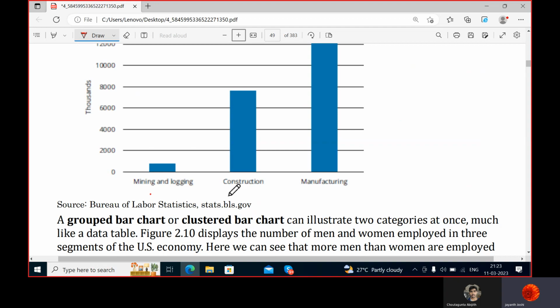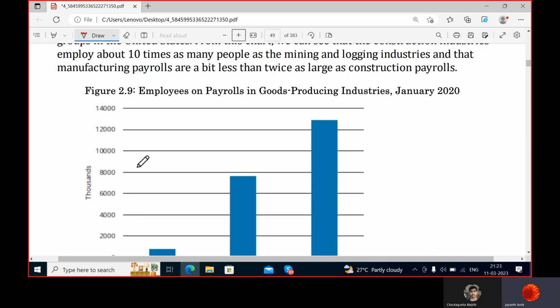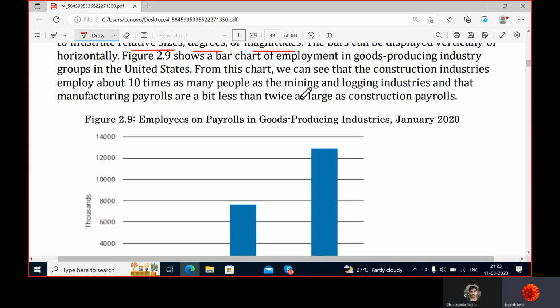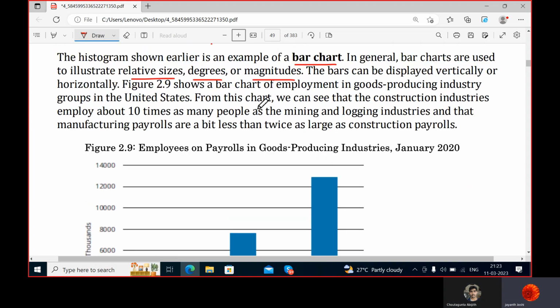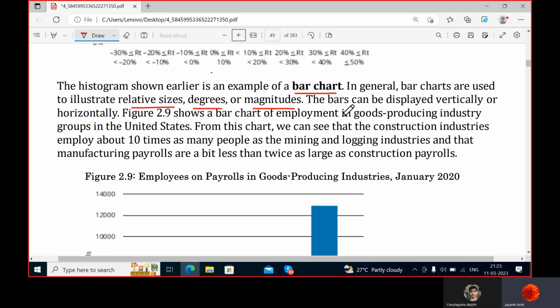Mining and logging, construction, manufacturing, Bureau of Labor Statistics. So you see how many laborers are working in this, correct? We'll see employees on payrolls in goods producing industries, Jan 20. Let us see the entire data here. We are making different bars here, vertical bars. So figure 2.9 shows a bar chart of employment in goods producing industry groups in the United States.